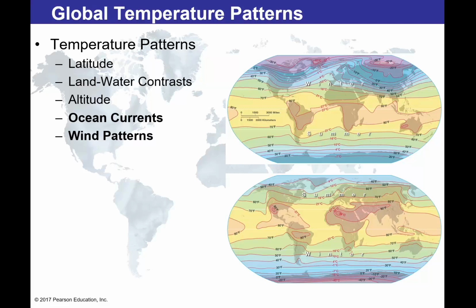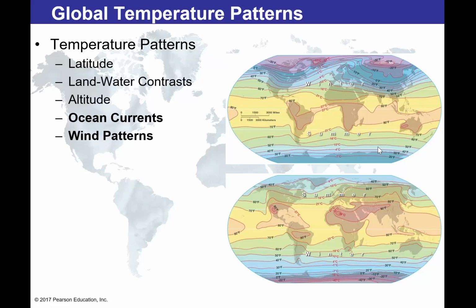Previously we talked about three different things that impact the temperature patterns that we can see across the globe. We talked about latitude, the land-water contrasts, right? That's continentality, as well as altitude. And so we're going to recap that a little bit and add two more components that you'll need to be aware of in order to complete exercise 12. Those two would be ocean currents and wind patterns.